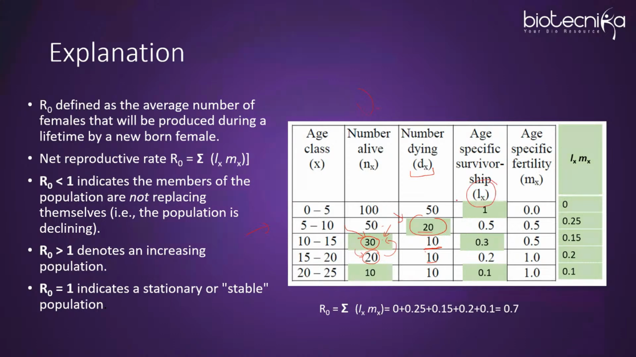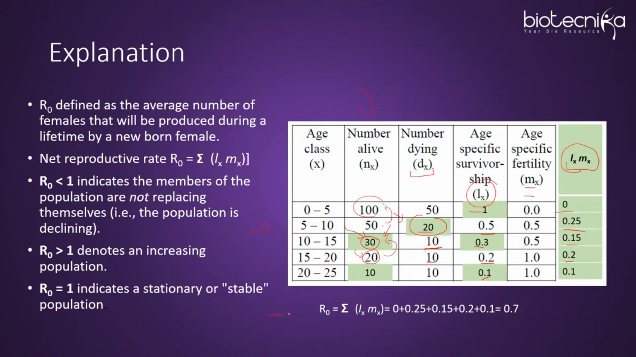Lx, how do we have to calculate Lx? 100 by 100, 1. Right? 50 by 100, 0.5. 30 by 100, 0.3. Similarly, you can calculate others. Mx has been provided. Now the next step will be to calculate Lx into Mx. Okay, so you will calculate the product here for these two columns, right?